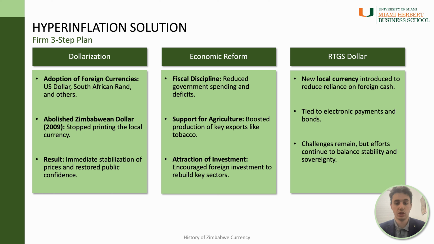However, dollarization alone wasn't enough. The government also pursued economic reforms to address the underlying structural issues. A key focus was implementing fiscal discipline to reduce government overspending and budget deficits, which had been a major contributor to the hyperinflation crisis. Additionally, Zimbabwe invested in its agricultural sector to boost the production of key exports such as tobacco, which provided much-needed foreign currency. Policies to attract foreign investments were also introduced, aimed at rebuilding critical sectors like mining and manufacturing.